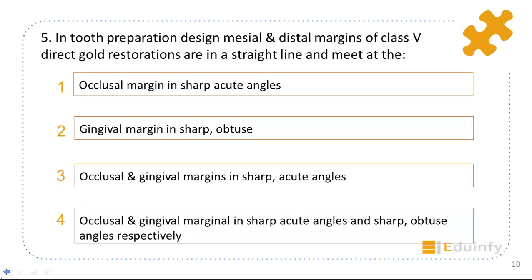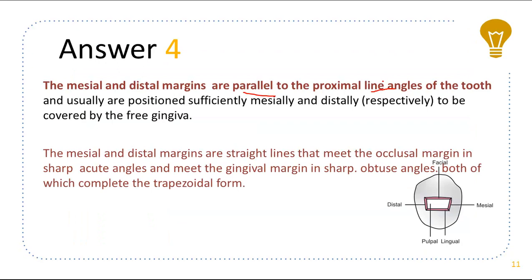In tooth preparation design, mesial and distal margins of class 5 direct gold restorations are in straight lines and meet at the occlusal and gingival margins in sharp acute angles and sharp obtuse angles respectively. So here the mesial and distal margins are parallel to the proximal line angle of the tooth and usually are positioned sufficiently mesially and distally to be covered by free gingiva. The mesial and distal margins are straight lines that meet the occlusal margin in sharp acute angles and meet the gingival margin in sharp obtuse angles, both of which complete the trapezoidal form.